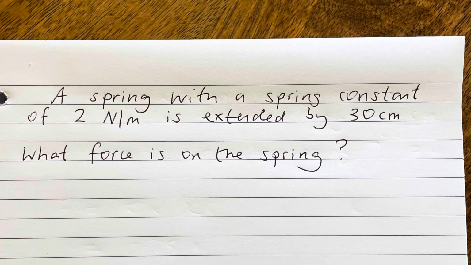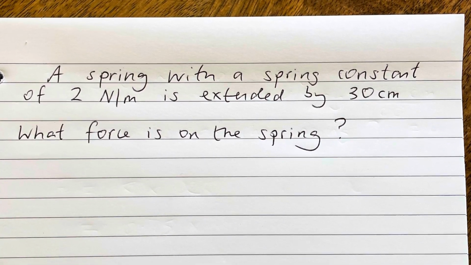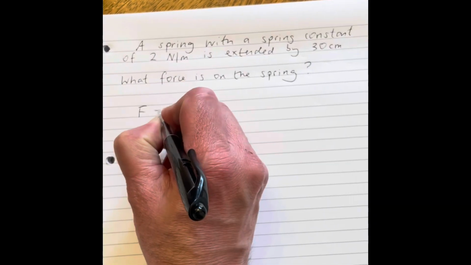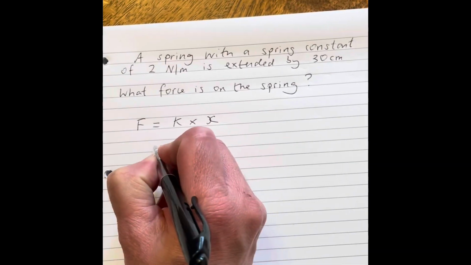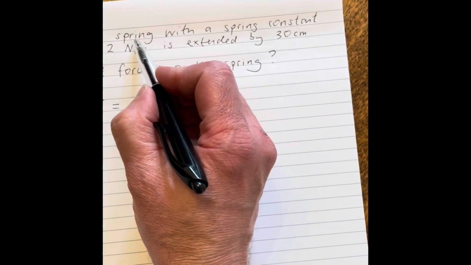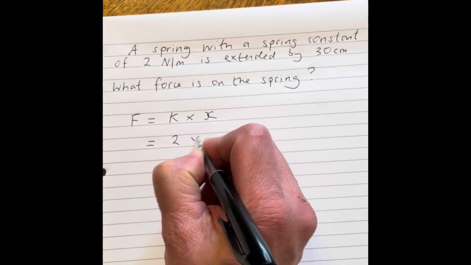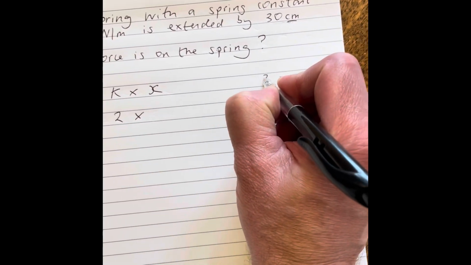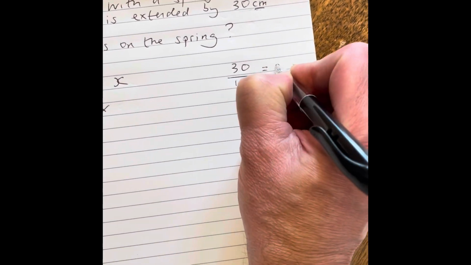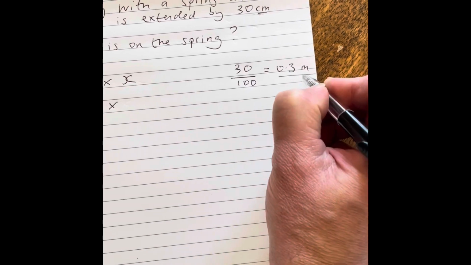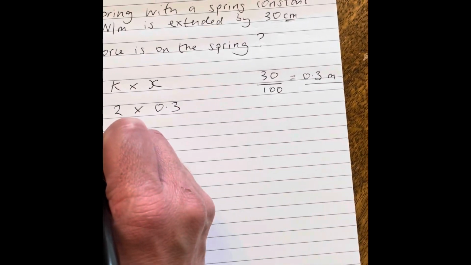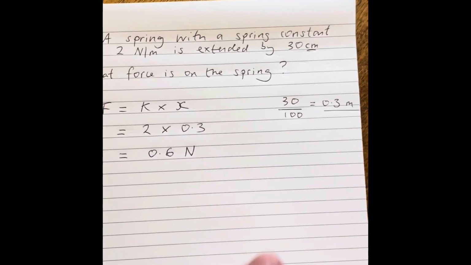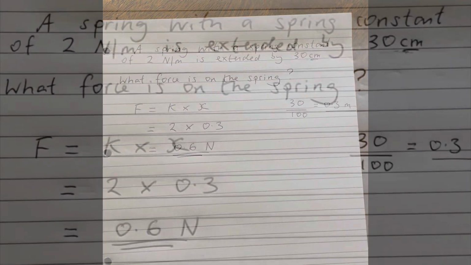So looking at this example here, we've got 2 newtons per metre as our spring constant, but you will see that our extension is in centimetres, which will mean that we have to convert it. We write the equation out, our spring constant is 2 newtons per metre, but we have to convert our 30 centimetres into metres, which we do by dividing by 100, giving us 0.3 metres, which we just put into the equation, and 2 times 0.3 gives us 0.6, and that is our answer.